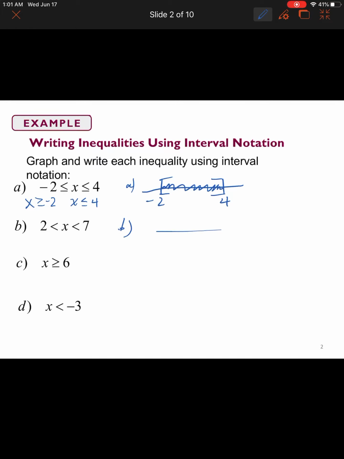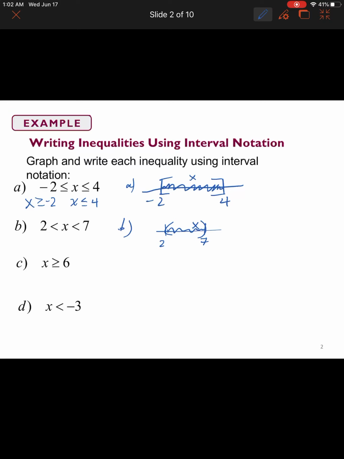Part B, again, we have two numbers there, 2 and 7. My x is to the left of 7, so I'm going to write my x to the left of 7 just for a visual. That also says 2 is to the left of x. So that just told me everything: x is to the left of 7, 2 is to the left of x. And we put parentheses because it's a strict inequality.